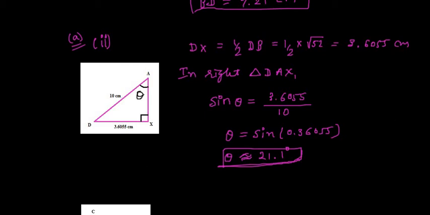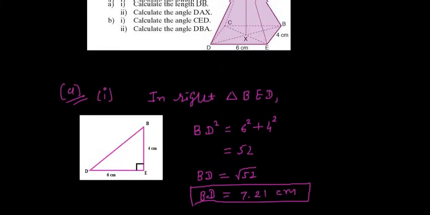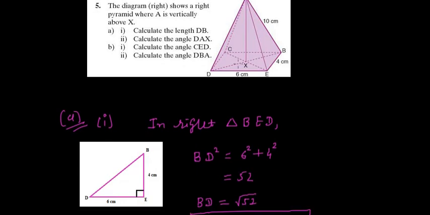Let us move to the second part, part B of the question. Calculate the angle CED. When you see C, E, D, all 3 points are vertices lying on the base rectangle. They are endpoints of the base rectangle. So it's very easy to understand that they are forming a right angle triangle CDE. CD is 4 centimeter, DE is 6 centimeter, which is given.